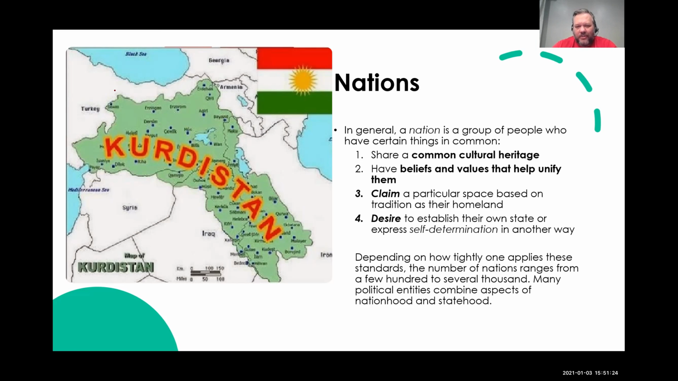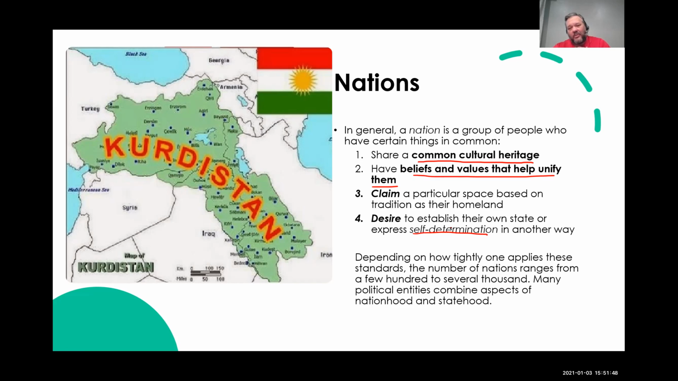So in general, a nation is a group of people that have a certain number of things in common. They have a common cultural heritage. They have beliefs and values that help unify them. They claim a particular space based on tradition as their homeland, and they have a desire to establish their own state or express self-determination in some other way.